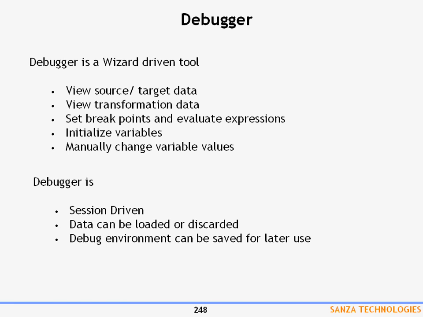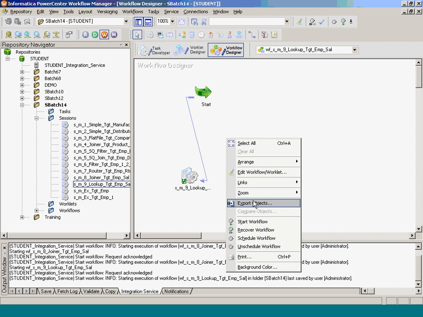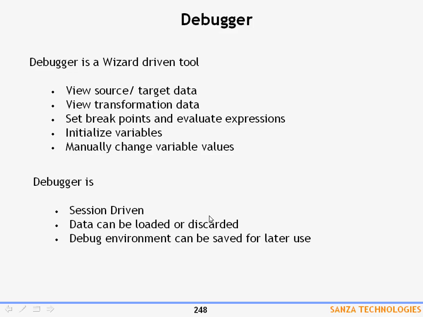Basically, a debugger is nothing but this: you executed this workflow, you said start workflow, and the integration service picked it up and did the whole process by itself. In debugger mode, you control the process step by step. The integration service does step after step, doing all the processes.